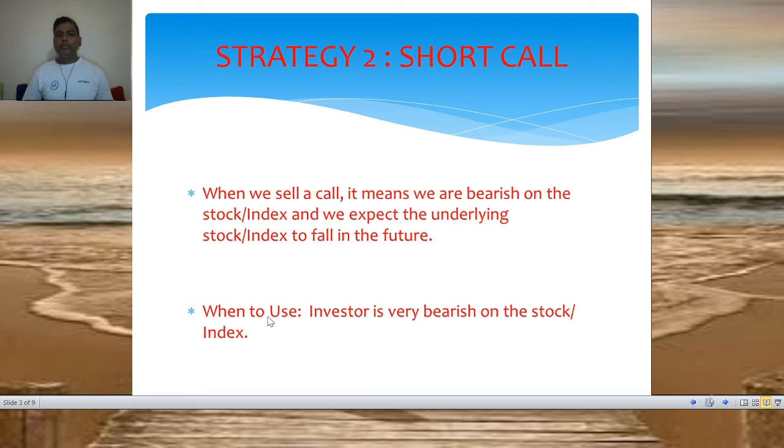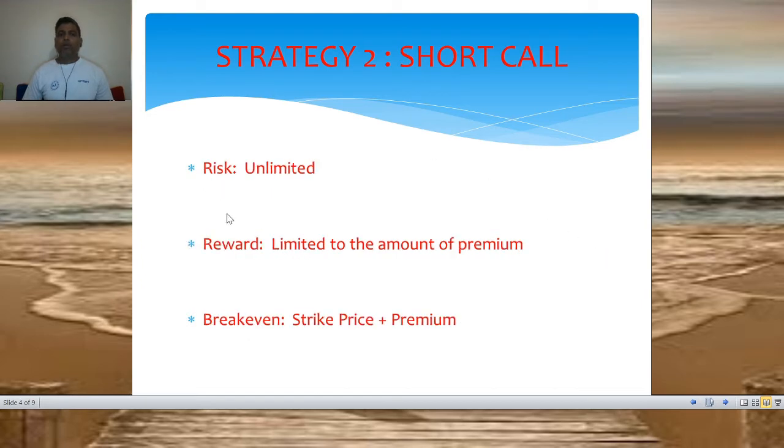Now, when to use this strategy? This strategy is only to be used if we are bearish on the stock or index. The risk is unlimited, whereas the reward is limited to the amount of option premium. The break even can be calculated by adding the strike price and the premium.